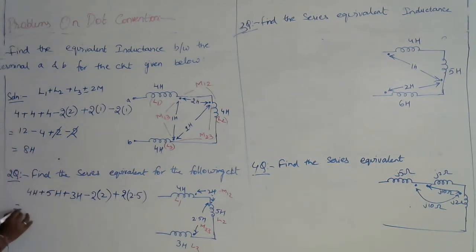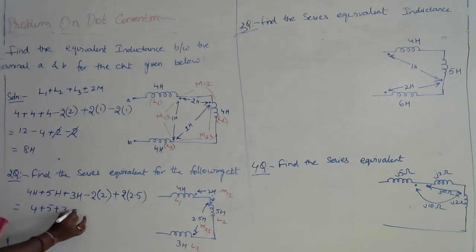So here the value which we will be getting is 4 plus 5 plus 3, sorry, minus 4 plus 5. So here plus 4 and minus 4 will be cancelled out. So the result is nothing but 13 Henries. So this is the way to find out the series equivalent inductance for these given problems.